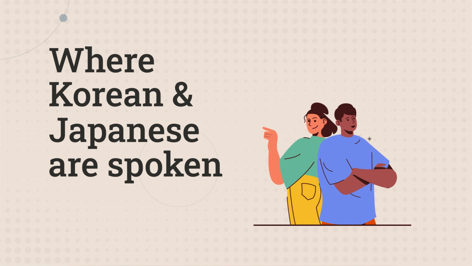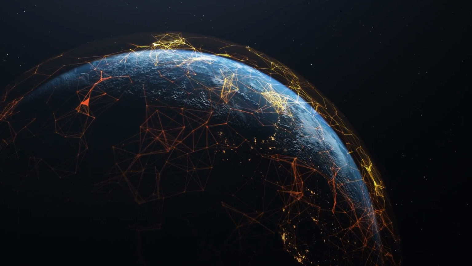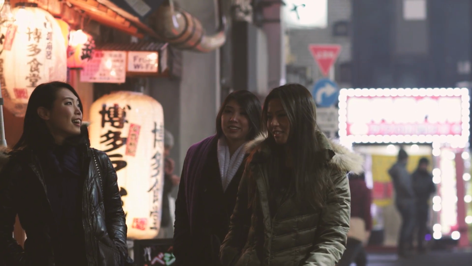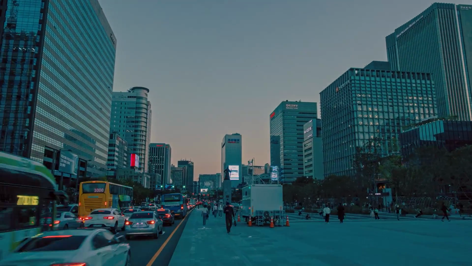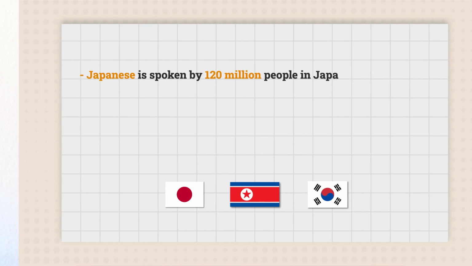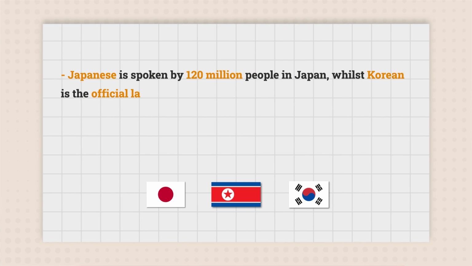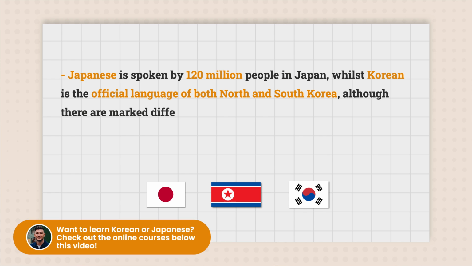So where are Korean and Japanese spoken? Well, Korean and Japanese are used widely all over the world, but of course they're predominantly spoken in their respective countries, that's Korea and Japan. Japanese is spoken by 120 million people in Japan, whilst Korean is the official language of both North and South Korea, although there are marked differences between these two types of Korean.